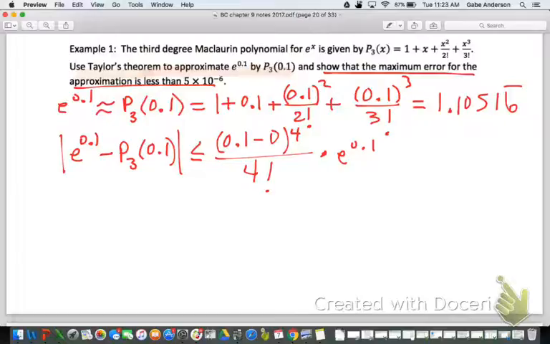So again, often you won't have the calculator to do this, but let's go ahead and use the calculator just so we can satisfy, hopefully, a correct answer here. So if you would, let's do 0.1 to the 4th, divide that by 4 factorial, and then multiply that times e to the 0.1, and let's see what that number ends up being.